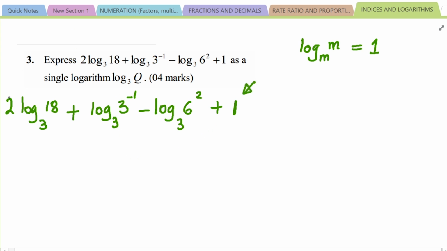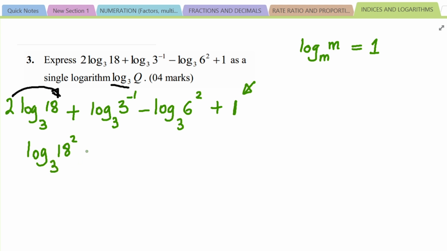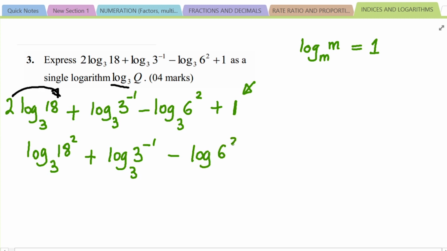So moving on to the next step, we can as well move these 2 up there, since we want everything to be log base 3. So this is going to become log of 18 squared base 3, plus log of 3 to the power negative 1 base 3, minus log of 6 squared base 3. Then this is going to become plus, since we are dealing with log base 3, I'm going to call it log of 3 base 3. That is explaining this. We've converted the 1 into log of 3 base 3.